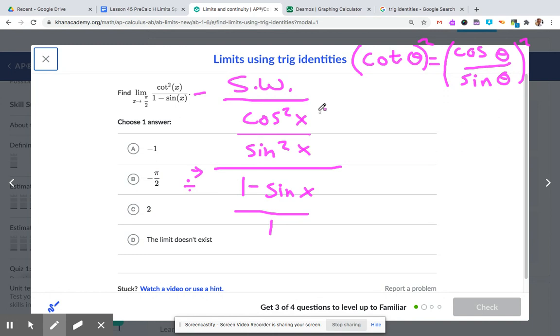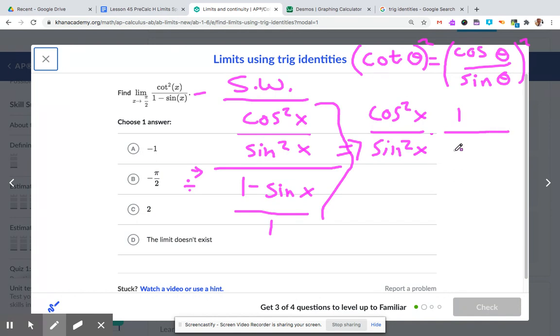So now all of this turns into cosine squared of x over sine squared of x. Divided by means I'm going to flip this and change it to multiply. So 1's on top, and 1 minus sine of x is on the bottom. All right, it looks like I'm going to do the same trick I did last time because I'm trying to cancel out this one. This one right here is the issue. If I just plug in pi over 2 here, I'm okay. So I need to cancel it out.